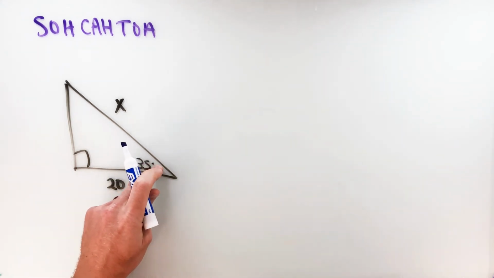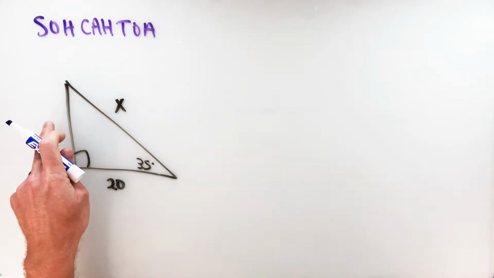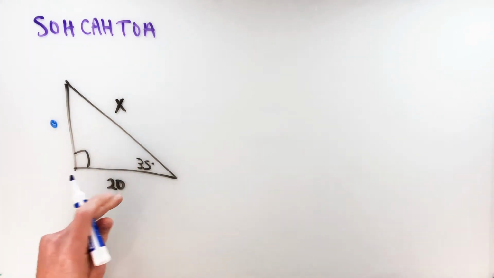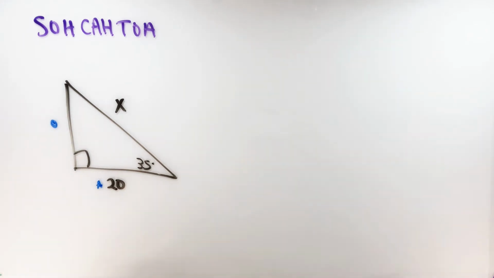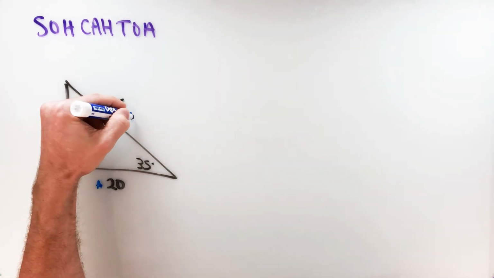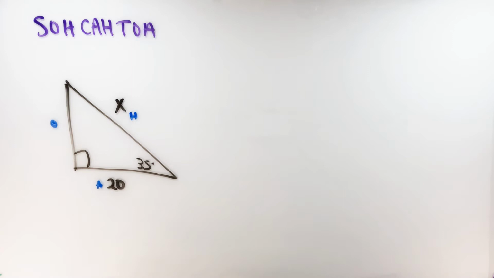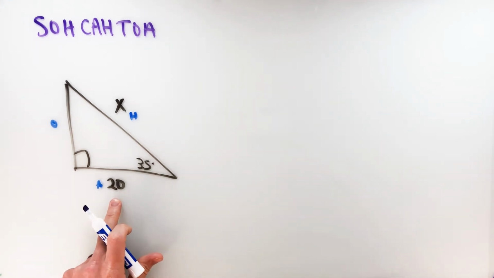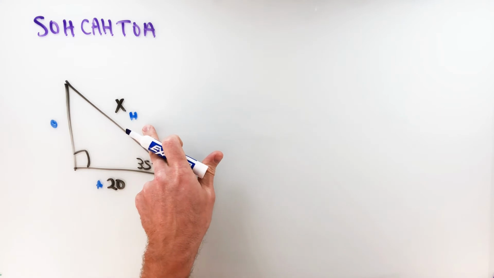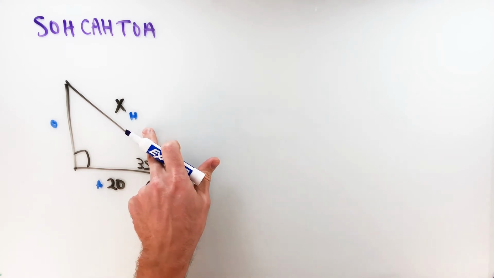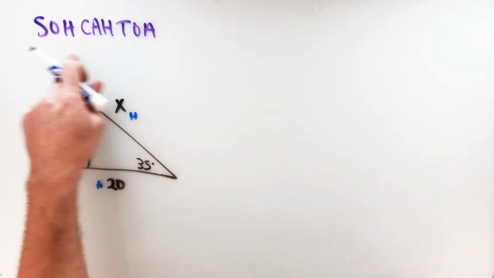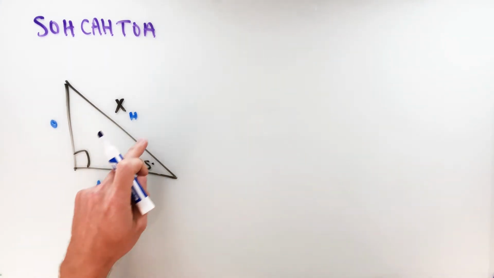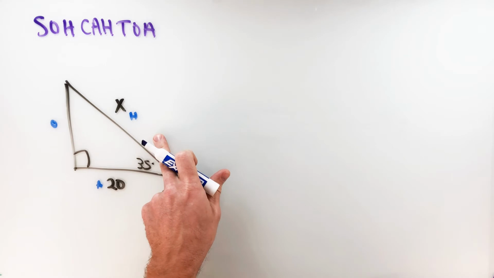So if 35 degrees is my angle, opposite of that would be here, so I can just put a little O for opposite. My adjacent leg is down here, there's my 20, and then my hypotenuse is what I'm looking for, x. So the two important sides in this case are 20, the adjacent leg, because I know it, and x, the hypotenuse, because that's what I'm trying to find. Now, to decide which ratio to use, all I have to do is find the ratio that relates the adjacent side to the hypotenuse.